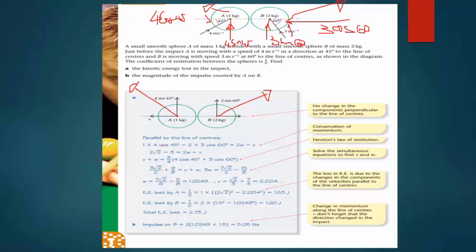So parallel to the line of centers, tukiconsider horizontally, tuna initial momentum ya mass ya A ambayo ilikuwa ni 1 kg times velocity ya A horizontally, so 4 cos 45 times 1 kg, so 4 cos 45 minus, kwa sababu umeona huyu anaenda in opposite direction, huyu anakuja hivi, huyu anaenda huku, so we assume that this one is going opposite, so minus mass ya B ambayo ni 2 kg times 3 cos 60, is equal to momentum after collision horizontally.